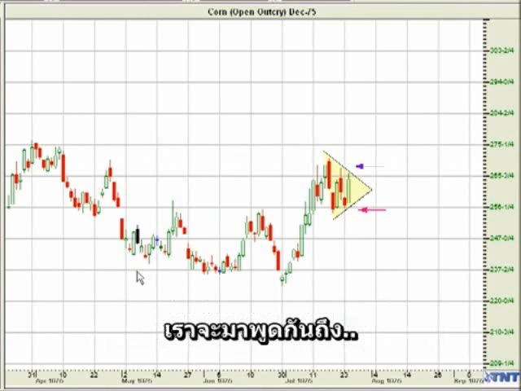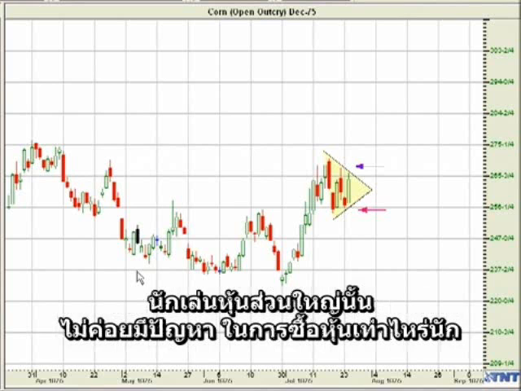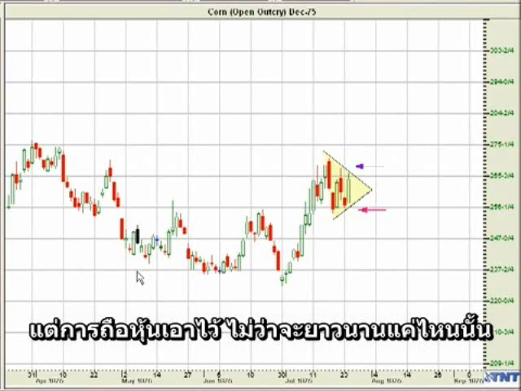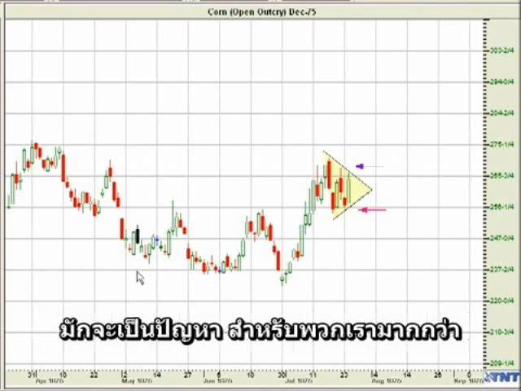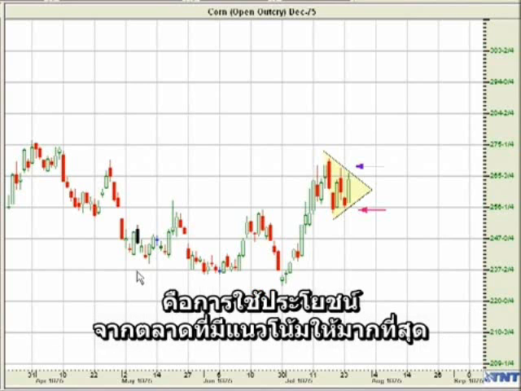We're going to take a look at a very effective yet very simple means of trailing a stop. Most traders don't have any difficulty getting into a trade. It's staying in a trade for any period of time that gives most of us fits. The whole idea behind trailing a stop, of course, is to take advantage of a trending market.